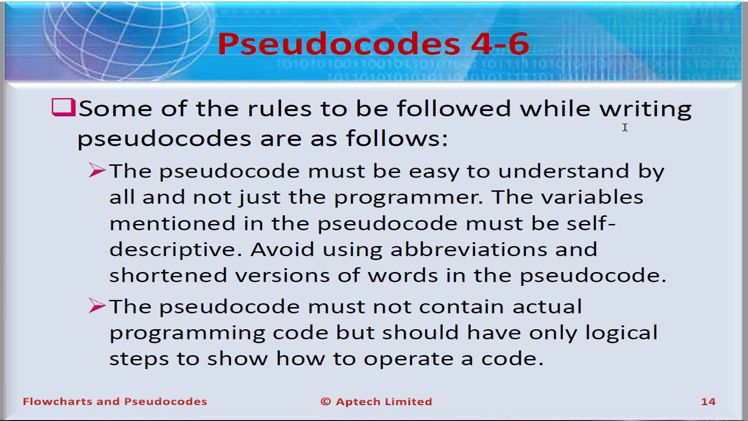Some of the rules to be followed while writing pseudocode are as follows. Number one, the pseudocode must be easy to understand by all, not just the programmer. The variables mentioned in the pseudocode must be self-descriptive. Avoid using abbreviations and shortened versions of words in the pseudocode. The pseudocode must not contain actual programming code, but should have only the logical steps to show how to operate the code. The reason why we are saying this is that we basically want to create a train of thought, and the programmer should be free to implement this in their preferred or favorite programming language. That's why we don't want to have any actual code.